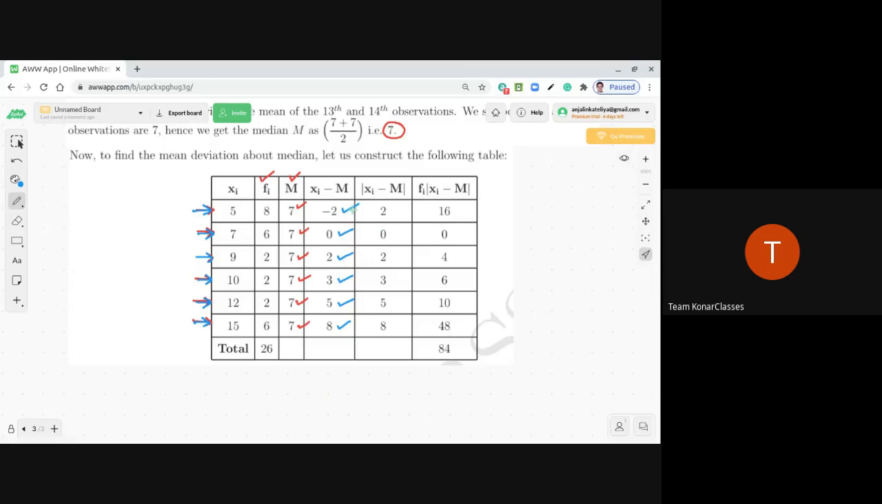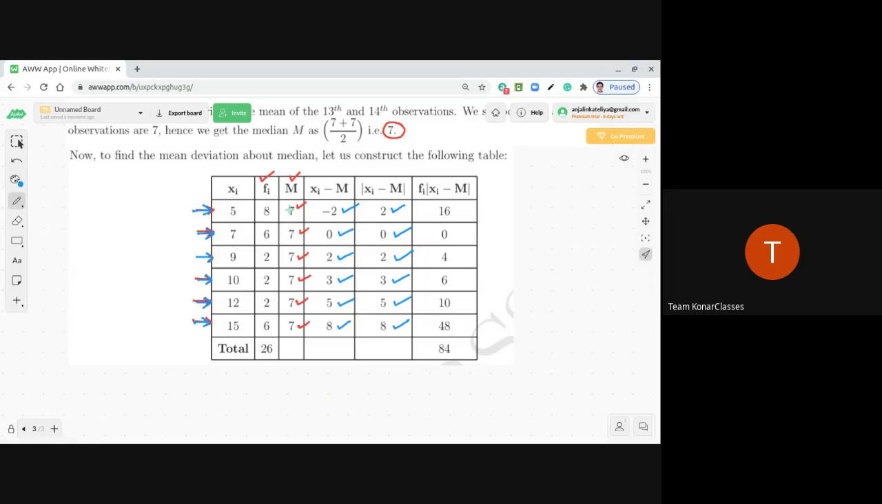Now we need to take the absolute value of xi minus m. So minus 2, its absolute value is 2. 0, its absolute value is 0. 2, its absolute value is 2. 3, its absolute value is 3. 5, its absolute value is 5. And 8, its absolute value is 8.